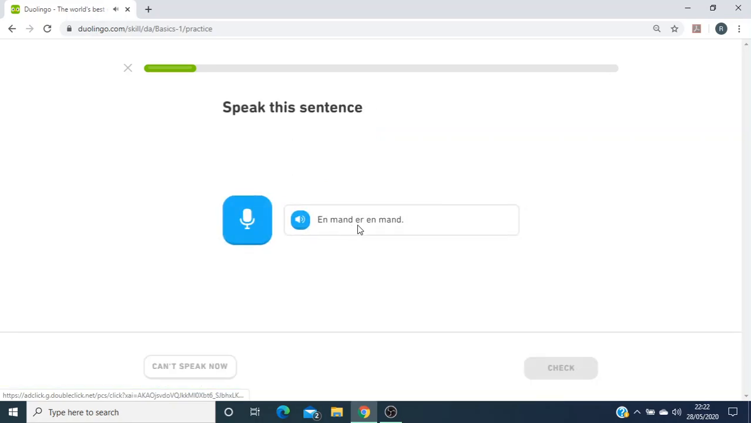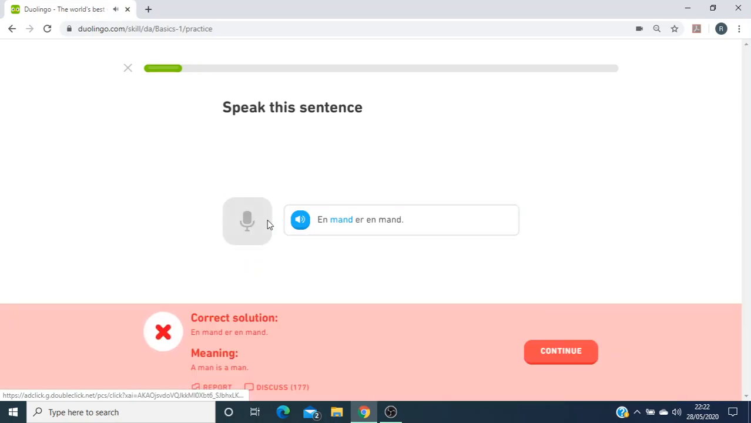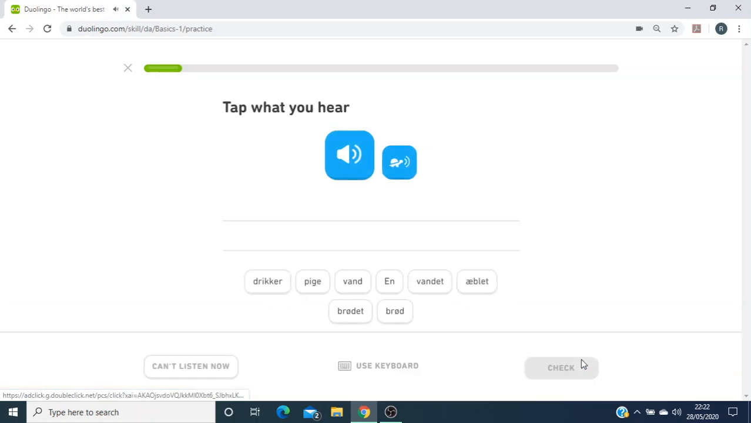En mand er en mand. Didn't like my pronunciation at all. I'll have to try that one again. En pige drikker vand. So this is a good example of some of the strange pronunciation of Danish. En is a, pige looks like pigger, but it's pronounced pige, is girl. So, a girl drinks water.